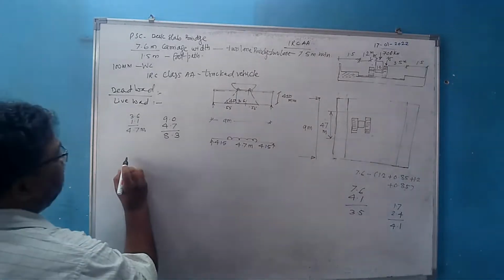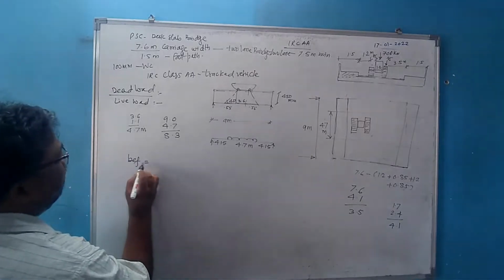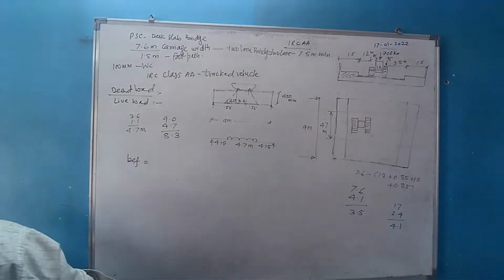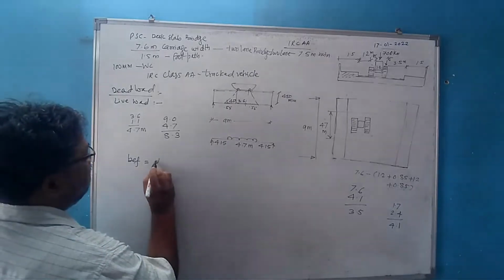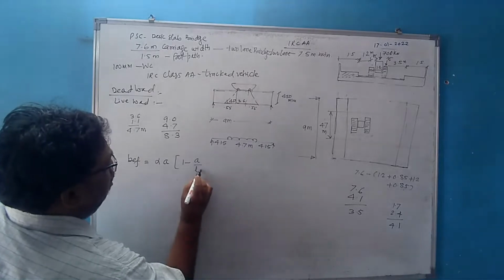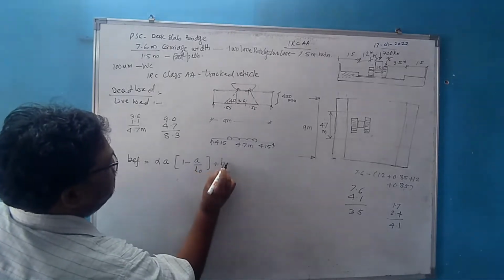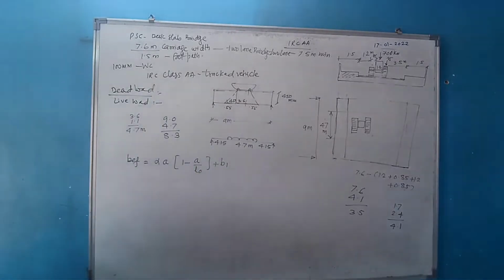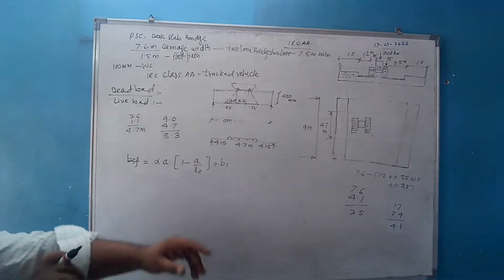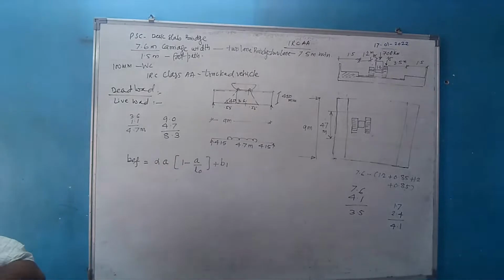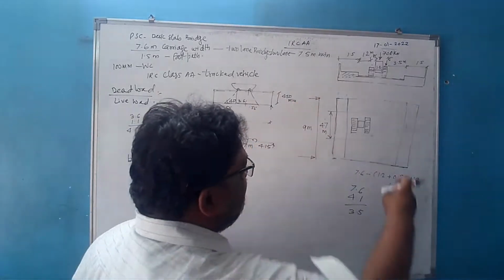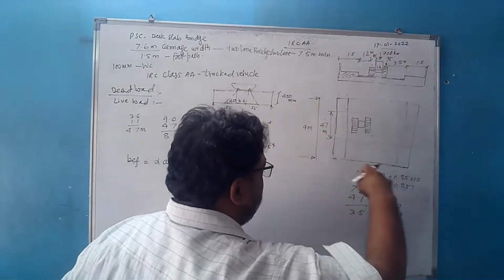So for that we need to determine B effective. For this too, the code has given guidelines, and I had given you the clause. It is alpha A (1 minus A divided by L naught) plus B1. This equation is there, to determine the effective width on which the effect of this load will be. Effective width will be obtained from here, effective length from here. So we will have a patch on which the effect of that load will be.